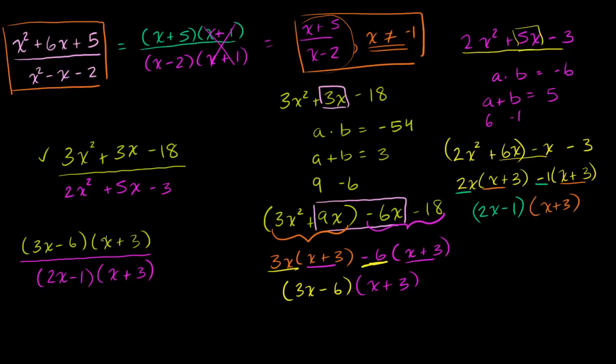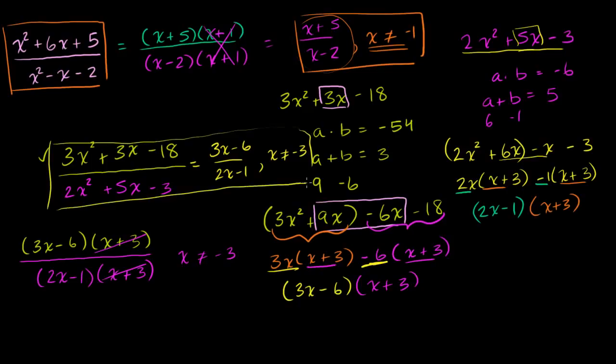And once again, we have a common factor in our numerator and our denominator, the x plus 3. But we have to add the condition that x cannot be equal to negative 3, because that would make the denominator equal to 0, and we would be dividing by 0, which is undefined. So we have to say that x cannot be equal to negative 3. So this expression up here is the same thing as 3x minus 6 over 2x minus 1, granted that we also impose the condition that x does not equal negative 3. Hopefully you found that interesting.